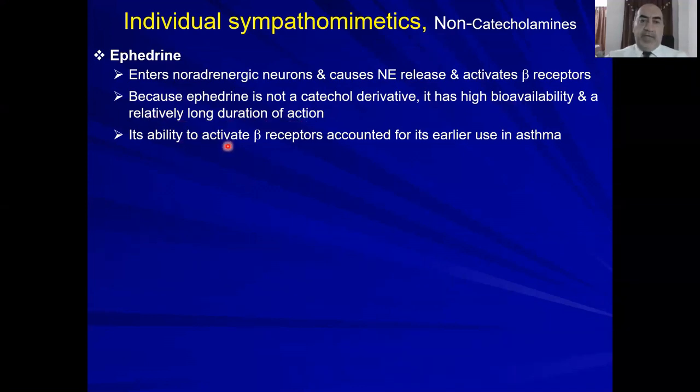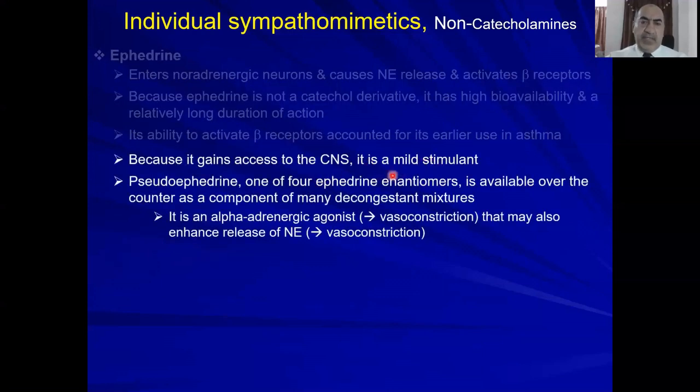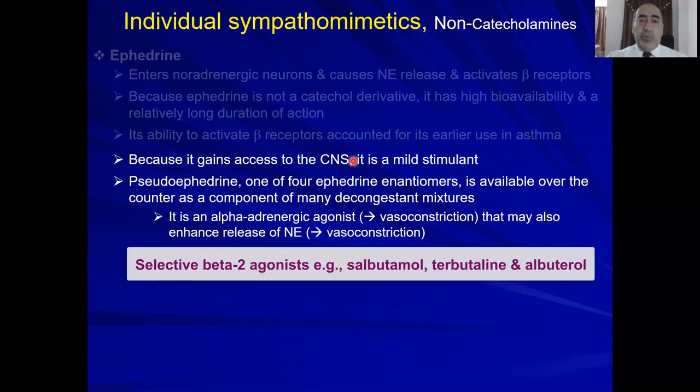Its ability to activate beta receptors accounted for its earlier use in asthma. However, it has a CNS stimulant effect, and also it is non-selective with regard to beta receptors, so it will have many side effects. That's why it has been greatly replaced by beta 2 receptor agonists such as salbutamol, terbutaline, and albuterol.